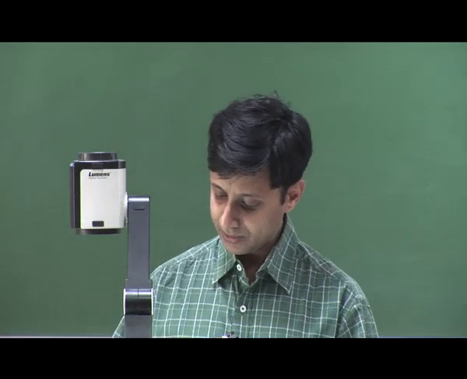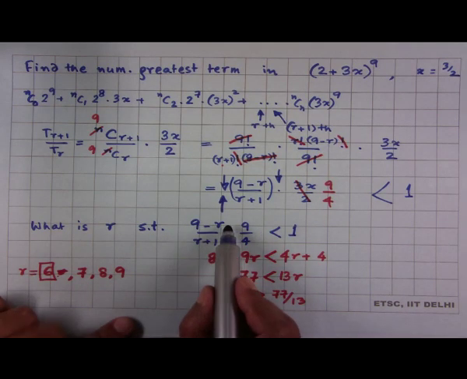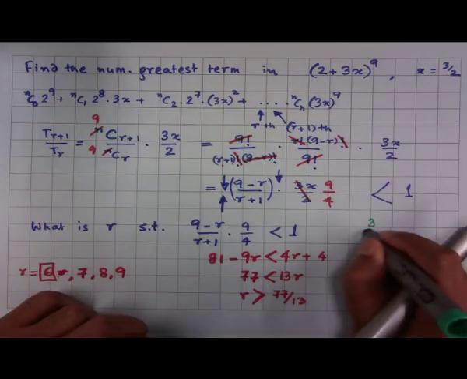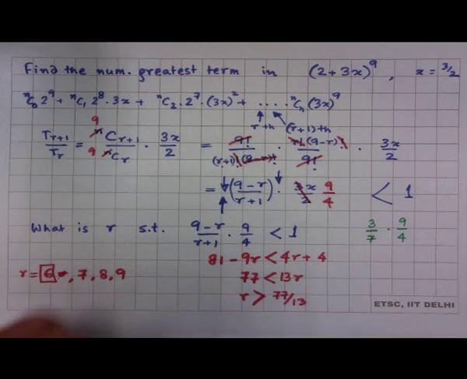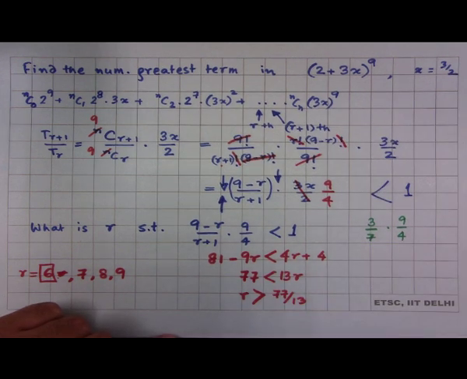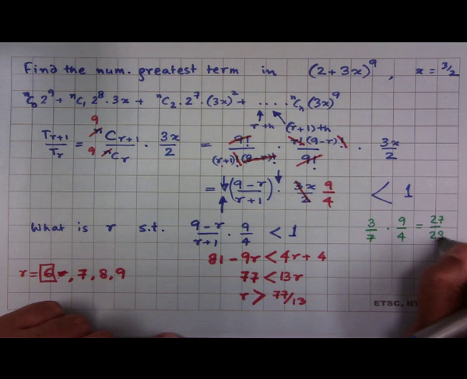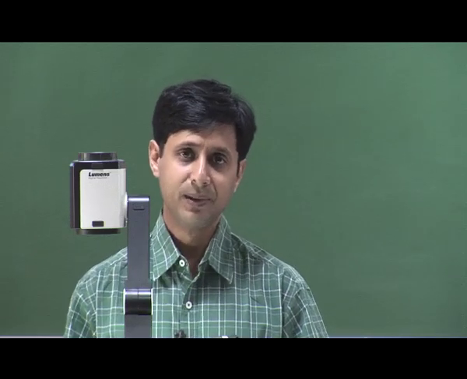So, you want to check it. If you look at the sixth term, what happens? 9 minus 6 is 3 by 7 times 9 by 4. So, here this becomes just less than 1. You have got 27 by 28. Okay. So, you are just less than 1. So, the seventh term is just less than the sixth term. That means the sixth term was the largest.